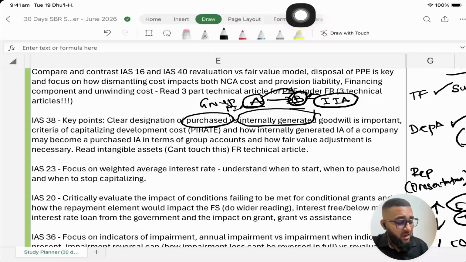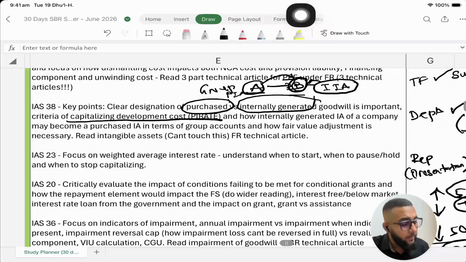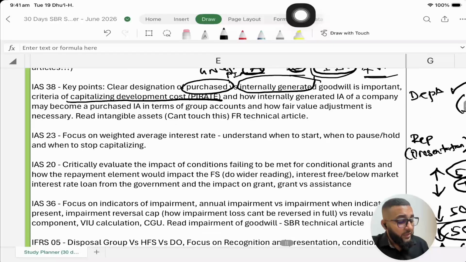Also, you need to make yourself comfortable with the capitalization criteria of development cost, which goes with the abbreviation PIRATE. You need to know what these PIRATE criteria are and how you are going to capitalize based on these criteria being met. Now, there are technical article references I've given here, so make sure you try to read those technical articles, because they allow you to master certain areas that you would not master otherwise. Keep an eye on the ACCA technical articles section. So when you bring in the internally generated intangible asset, there will be a fair value adjustment required. You know how the fair value adjustment works in terms of group accounting.